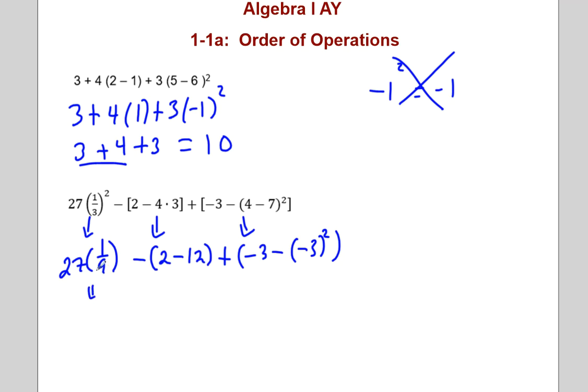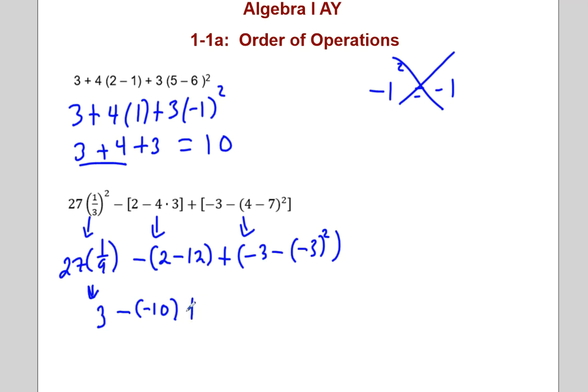So, I'm going to go ahead and take care of this one. This one is nothing more than 27 divided by 9. All right, so that's just going to give me 3. And that's minus 2 minus 12. Well, that's going to be a negative 10. So I'm going to put a negative 10 in this parentheses. That's very important. I love working with parentheses.